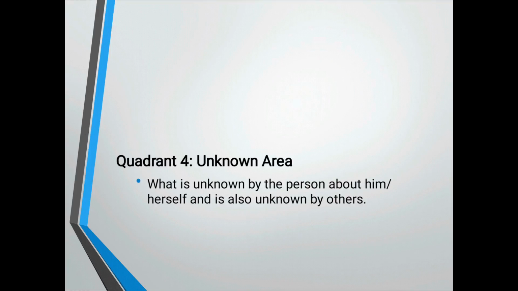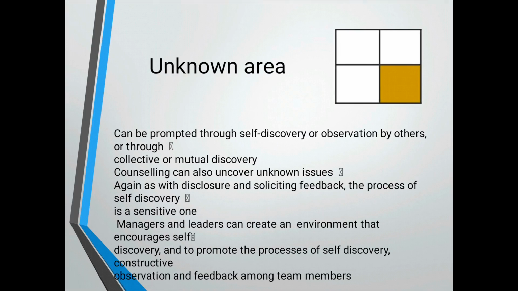The next one is quadrant 4, or the unknown area. The unknown area is the most difficult and the most critical part of this Johari window. There are certain qualities of a person which are not known to him, and not even known to others, but he must have those qualities. I will give you a classic example. Sometimes people show great capabilities in artistic areas like singing, drawing, or something else, but he has never tried anything related to that.